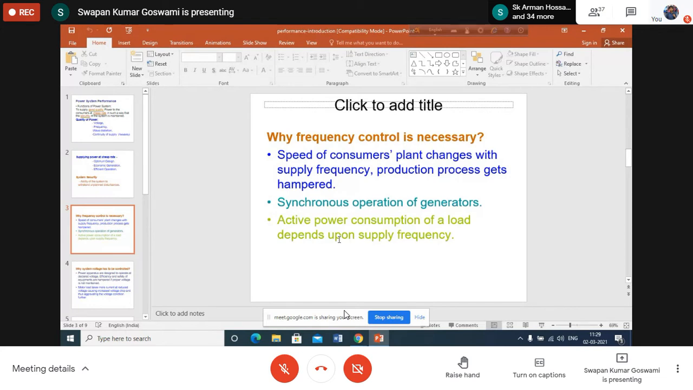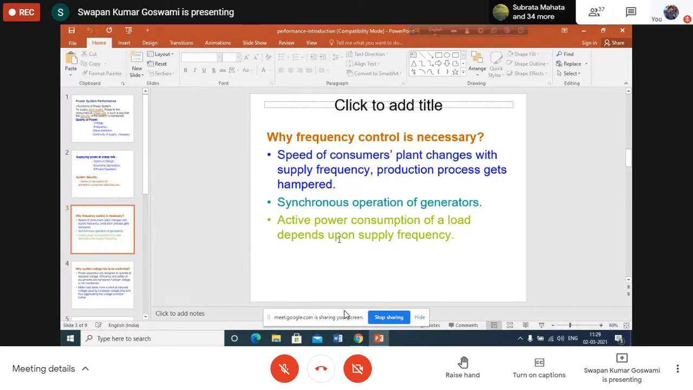Similarly, if you assume that speed is decreasing, then the same load will be carried by the conveyor belt at a slower rate. A slower rate means obviously power consumption also will be less. That means this type of load will consume more power at higher frequency, less power at lower frequency. So if this happens, what will happen?